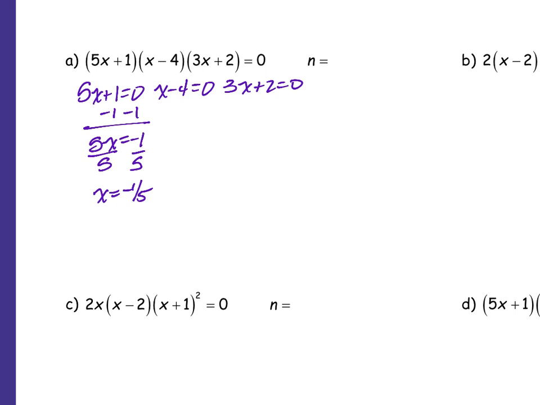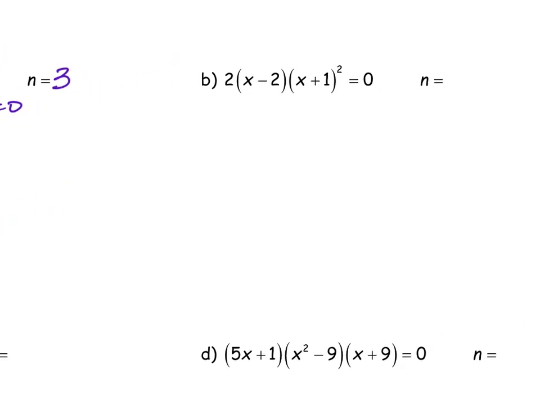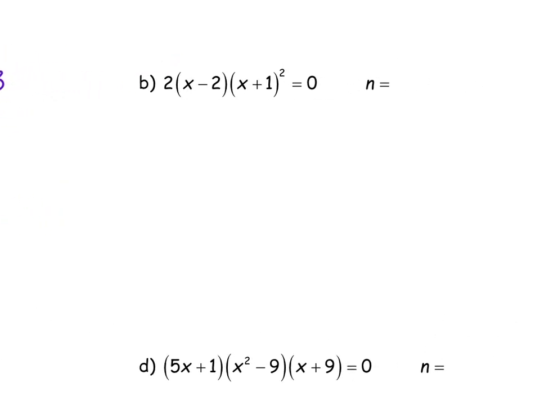Okay, and then the next one would be 4. And then this one would be negative 2, subtract 2, divide by 3, so negative 2/3. And if I multiply this x by this x by this x, I get x to the 3rd. So n would be 3. Okay? And then if we go to B, I can write this as 2 times (x minus 2) times (x plus 1) times (x plus 1) equals 0.